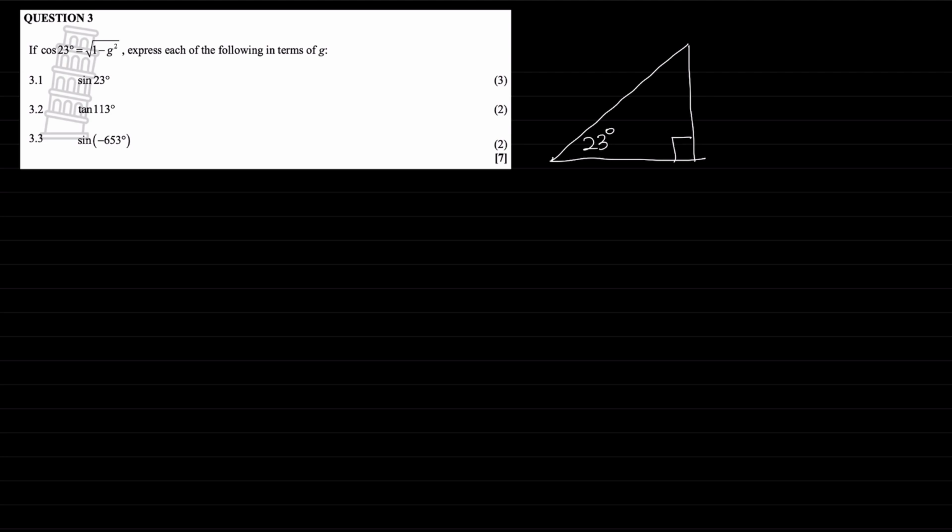Now we can calculate this unknown angle using angles in a triangle being 180. So 180 minus 90 minus 23, that's going to give me 67 degrees. Now cos of 23 is the square root of 1 minus g squared. Cos is equal to adjacent over hypotenuse, so this is going to be the square root of 1 minus g squared, and our hypotenuse will then be 1.